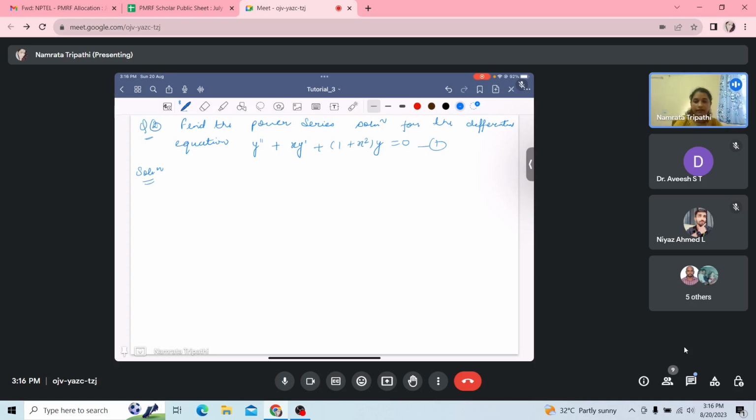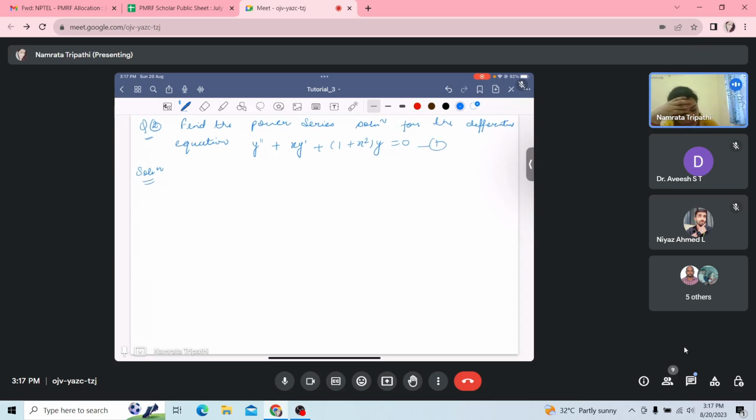Try to solve and give me the answer. First of all, tell me the regular points. What is the regular point in this differential equation? Zero, I guess. Yes. Here 0 is a regular point for equation 1. You can check it.